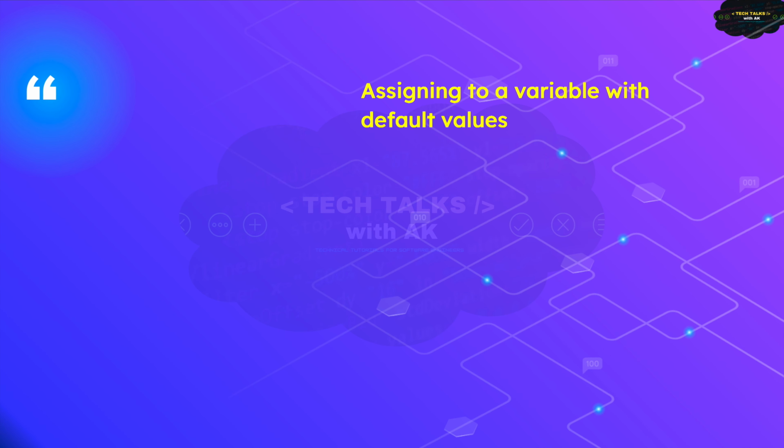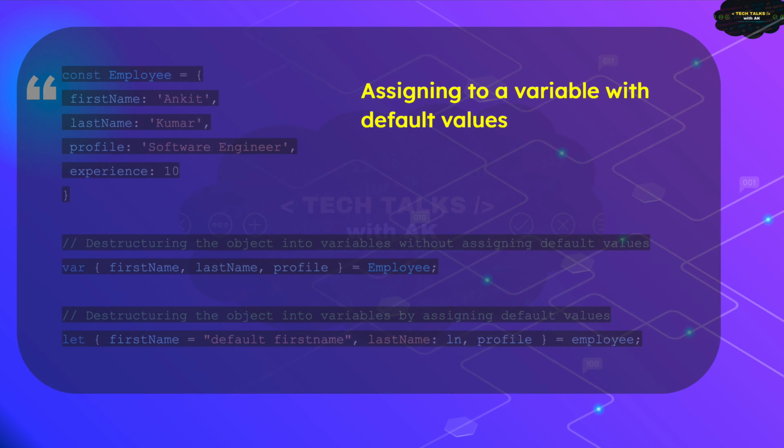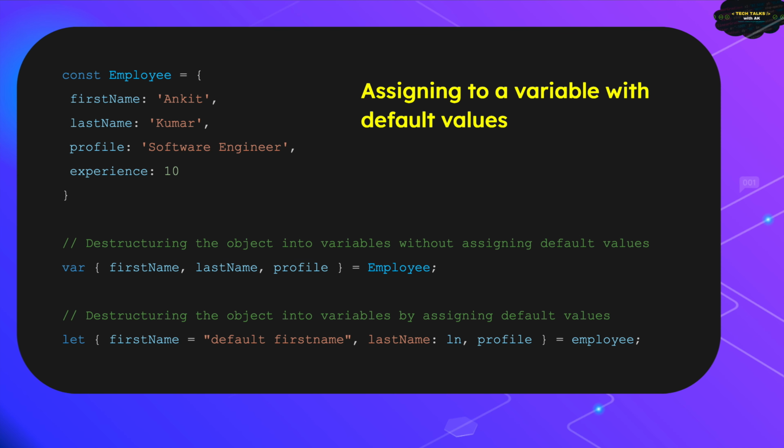We can also use object destructuring for assigning to a variable with a default value. An example is, we have an object same as employee. Here we have 2 examples. Example 1 is destructuring the object into variables without assigning default values, which is this. And another example is destructuring the object into variables by assigning default values. So if we say firstName is equal to defaultFirstName, lastName as ln, which was renaming the variable, and profile from employee.